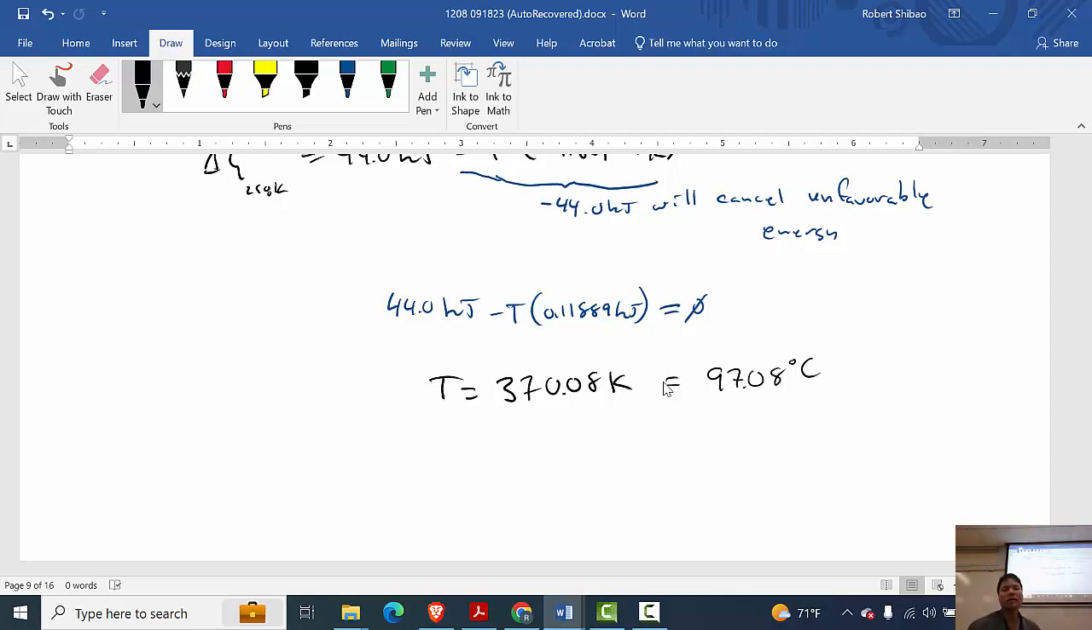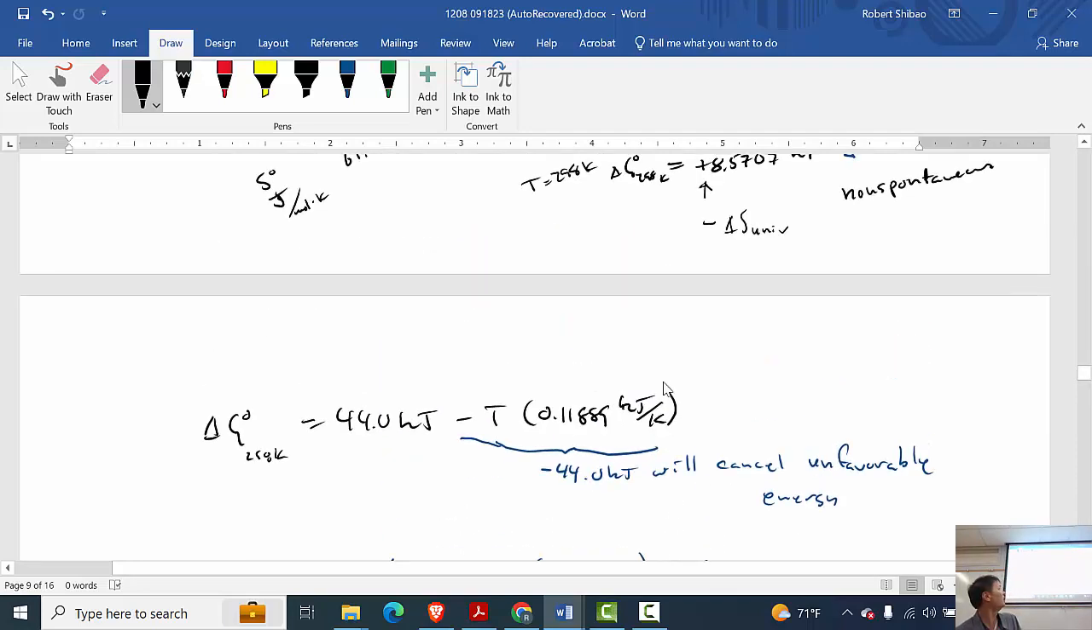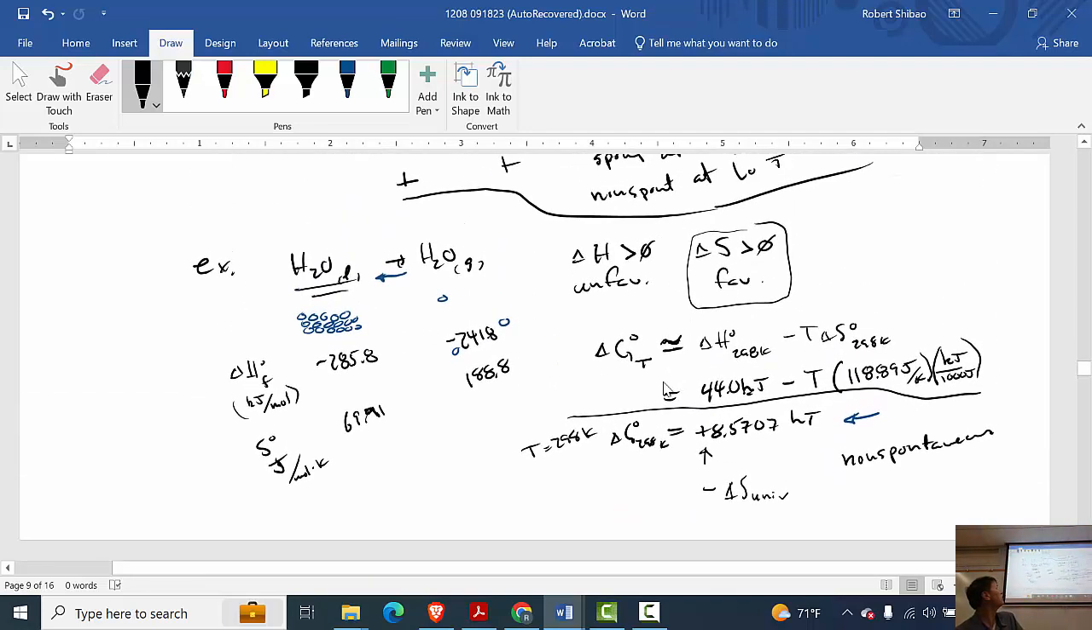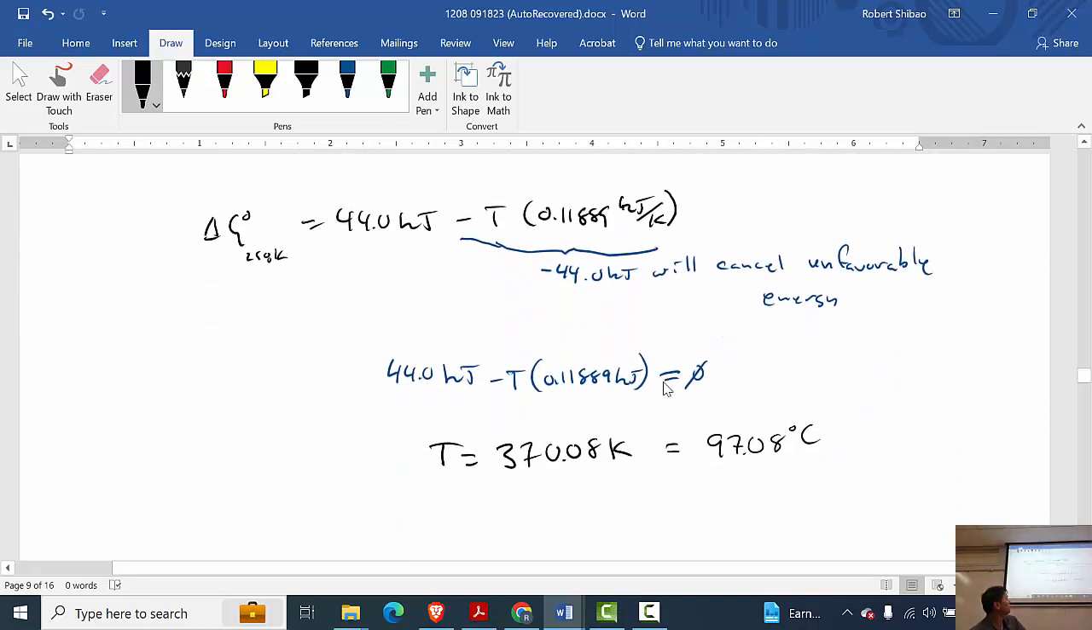And so what this is saying is this: if I can get this to 97 degrees C, then I can cancel out this unfavorable energy and then get this to go spontaneous, at least be in equilibrium. When we have H2O liquid in equilibrium with H2O gas, we call that boiling. And so essentially, to get it to 97, it should boil. What is the boiling point of water? 100 degrees Celsius. So this is off a little bit, right? It should be 100.